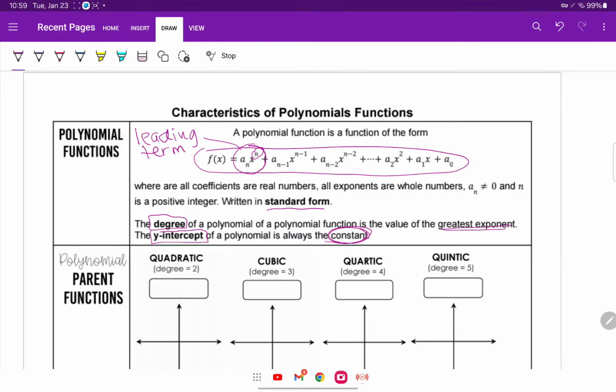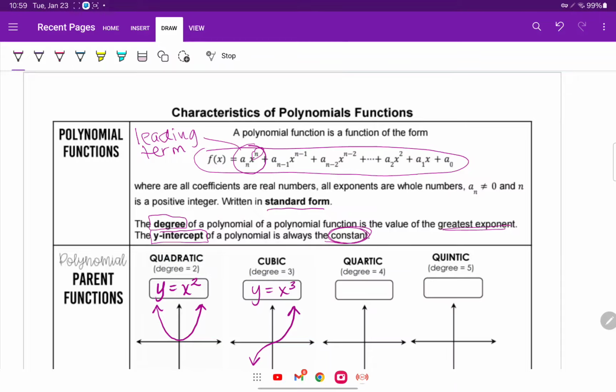All right, so we're going to look at a couple parent functions for different polynomials. Some we know and some we don't. So we'll start with quadratic, which we know is y equals x squared. And we know that that is just our parabola, so it looks like this. Our cubic would be y equals x to the third, and we know that that's that snake swiggle looking graph.